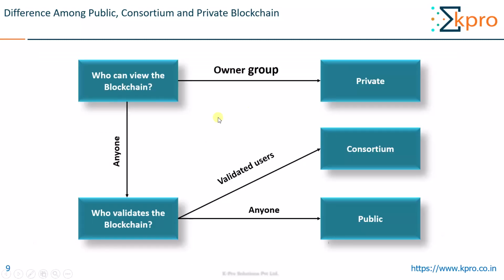Now here if you see this regarding the private blockchain, only the owner group can view the blockchain, and only the owner group can validate the blockchain. So in case of consortium, anyone can view the blockchain and only the validated users can validate it. And in case of public, anyone can view and anyone can validate.